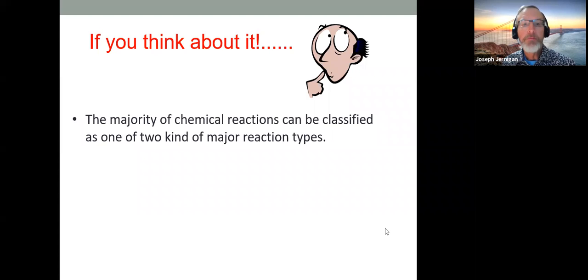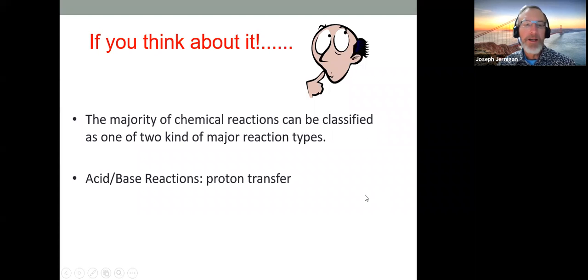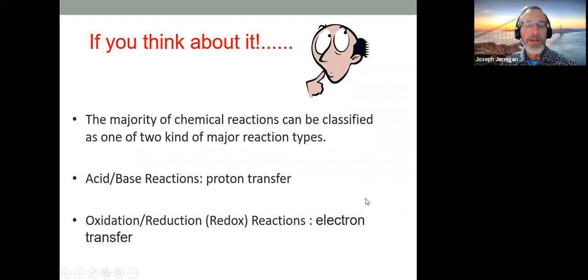As one of two major reaction types, a lot of reactions are acid-base, proton transfer. That's why we spent so much time talking about acid-base chemistry. It's so fundamental, it cuts across a lot of chemical reactions that you'll be exposed to. And then the other type of reaction is an oxidation reduction reaction, a redox reaction, and these are electron transfer reactions between species that would be in solution.